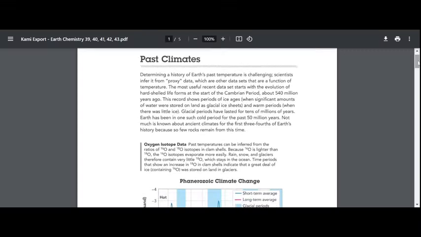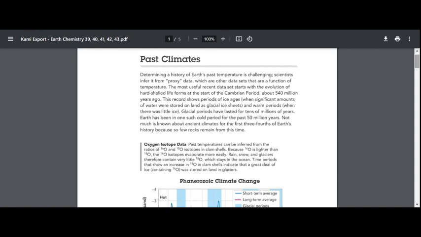All right, so past climates. Determining a history of Earth's past temperature is challenging. Scientists infer it from proxy data, which are other data sets that are a function of temperature. The most useful recent data set starts with the evolution of hard-shelled life forms at the start of the Cambrian period, about 540 million years ago.